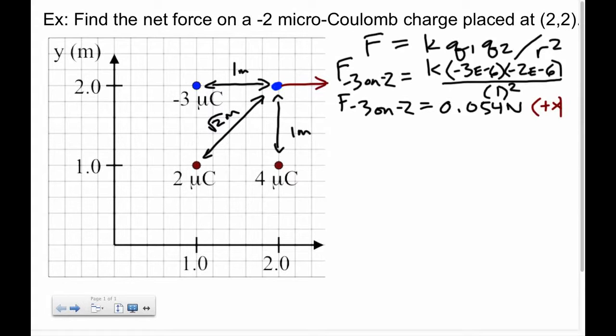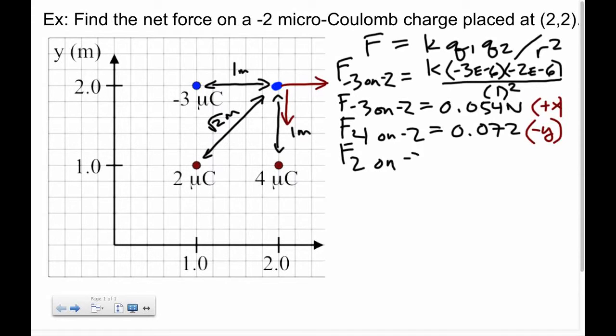Okay. Similarly, you're going to do all the other ones. 4 on -2, when you do the math, you get 0.072 newtons. What direction is that? Looks like it's going to attract it, right? So that's down. So we'll say that's in the -y direction. And then the last one is 2 on the -2, positive 2 on the -2, and you get 0.018. Now this one, they're going to attract, this force goes down and to the left. So it's got some -x and -y.